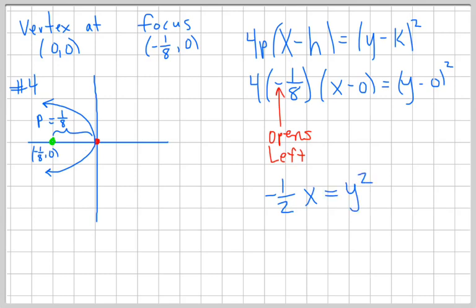So 4 times negative 1/8 is negative 1/2. I do not need to keep those zeros involved, although if you do keep them there, that's not incorrect. You're allowed to do that. And that's number 4. Number 5 is like that.